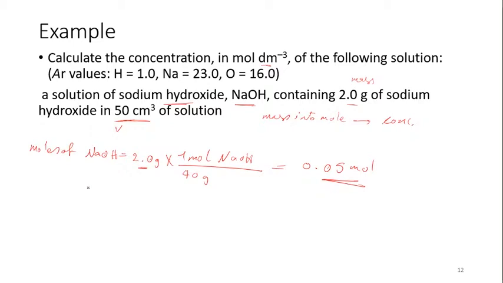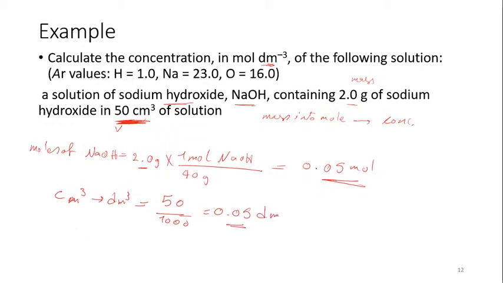Now I have the number of moles. I have to remember to convert the centimeter cubic into cubic decimeter. So to be able to do that, centimeter cubic to decimeter cubic, I would divide the 50, which I have here, by 1000, and the answer to that would be 0.05 as well.